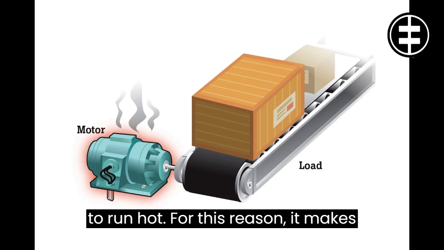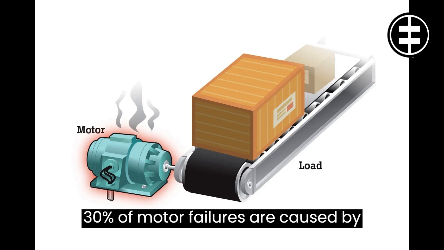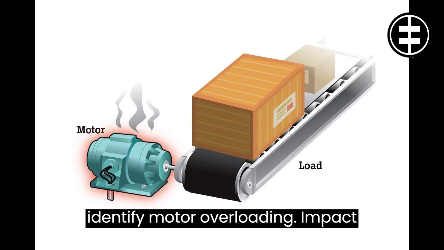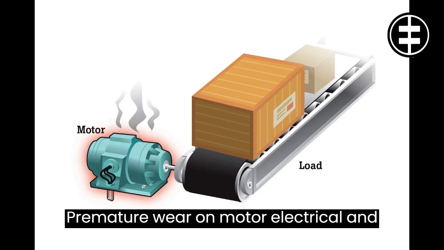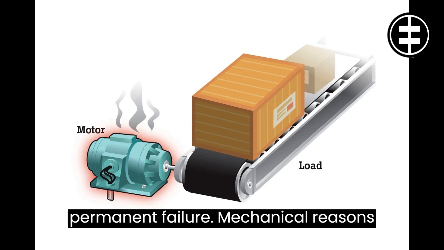For this reason, it makes sense to begin your troubleshooting by checking for motor overload. Because 30% of motor failures are caused by overloading, it is important to understand how to measure for and identify motor overloading. Impact: premature wear on motor electrical and mechanical components leading to permanent failure.